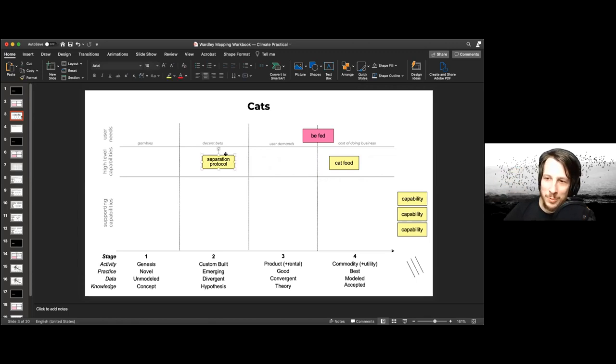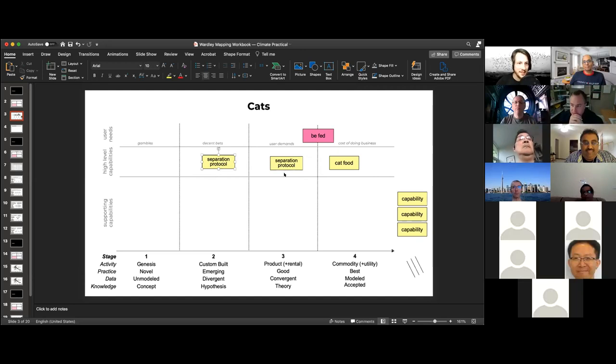So now what we've done is we've just started having the initial benefit of a map. We're like, oh, separation protocol as a custom thing that I'm doing by hand versus separation protocol as a product thing that I do with a product. So anyway, the y-axis part of this is that visibility is the output of the chain of dependencies.